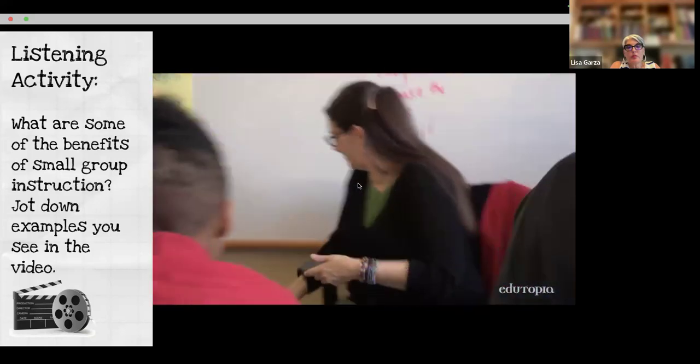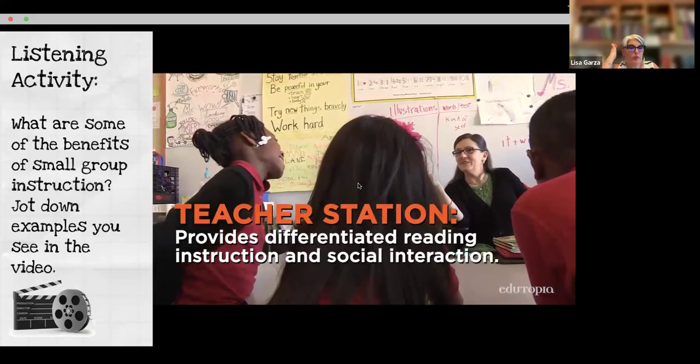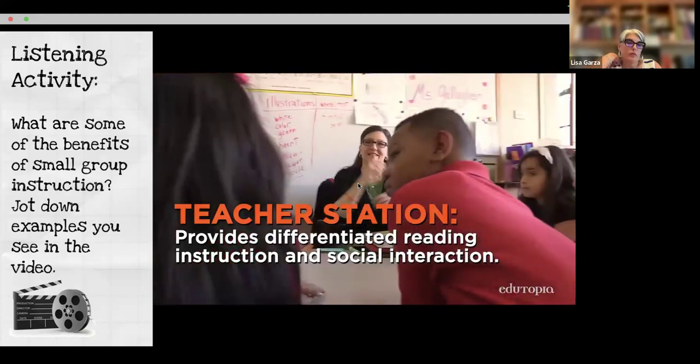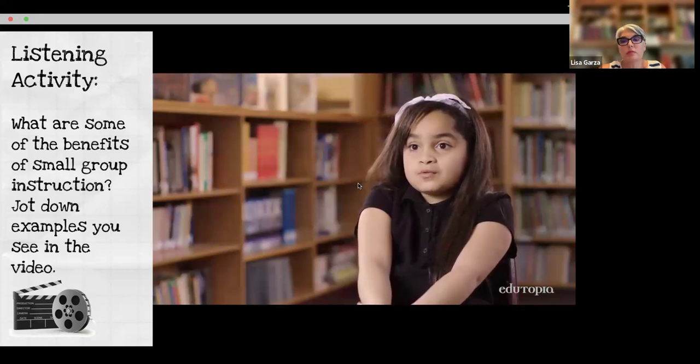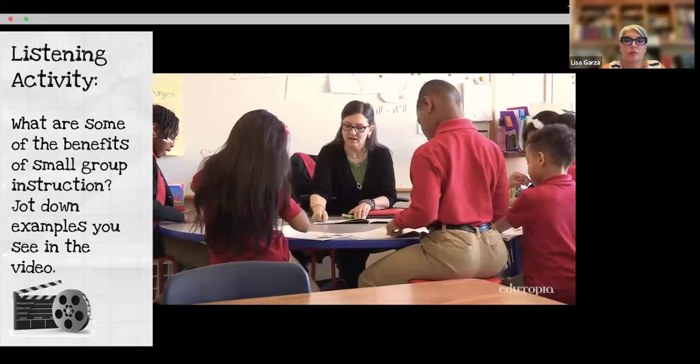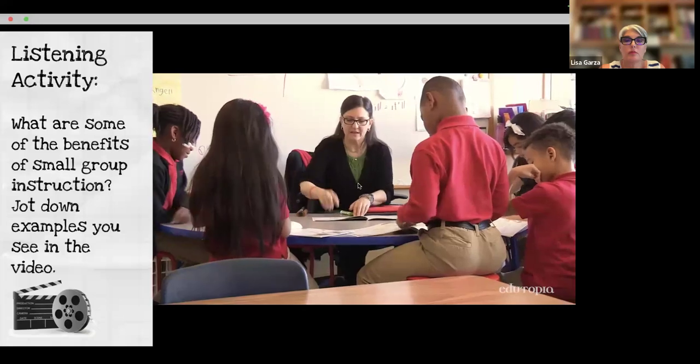The last station, we're talking to each other and learning from each other. So that's more of the social interaction type of modality. I like the teacher station the most because we get to be with Miss Gallagher. We get to learn stuff.